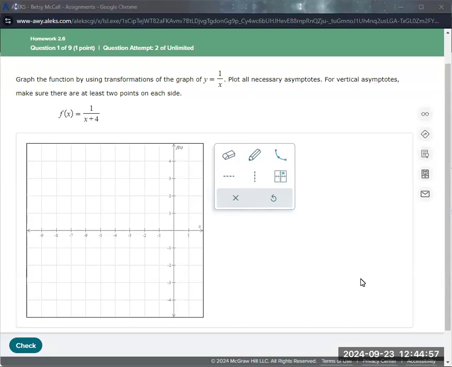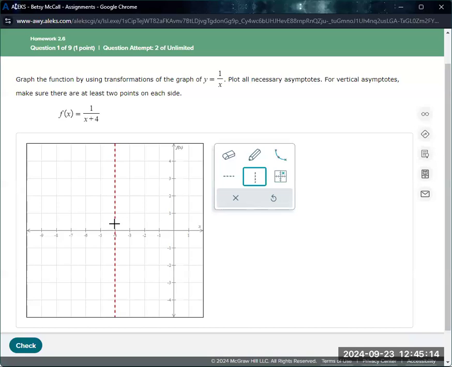Okay, so we're going to be looking at an example of plotting a graph of a rational function in ALEKS. So first, we're going to add our asymptotes. We have a vertical asymptote at -4. So click on that, move that over to -4, because -4 is where the denominator is going to be 0. So that's our vertical asymptote.